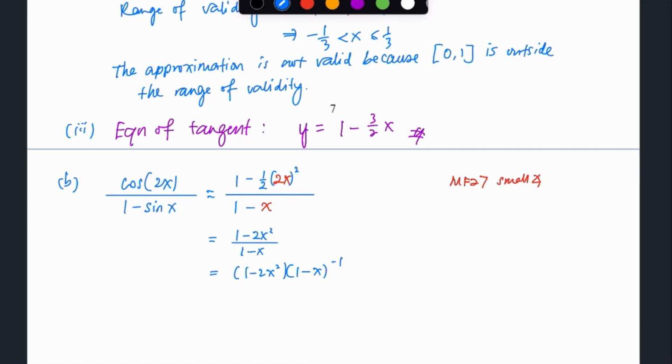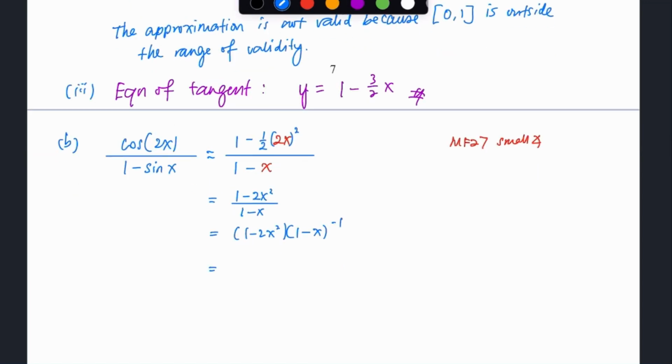Now, the next thing to do is 1 minus 2x squared. Now, a shortcut: if you do this long enough, this 1 over 1 minus x should be a very easy thing to do. If you have done this enough, you can straight away write 1 plus x plus x squared, and so on and so forth.